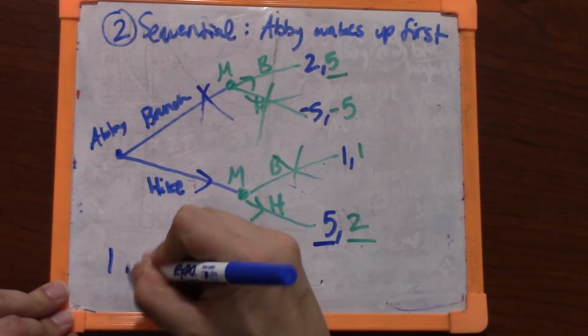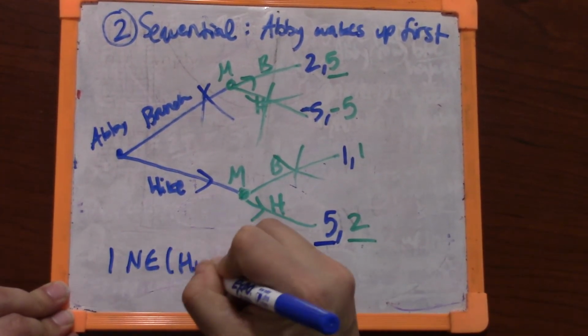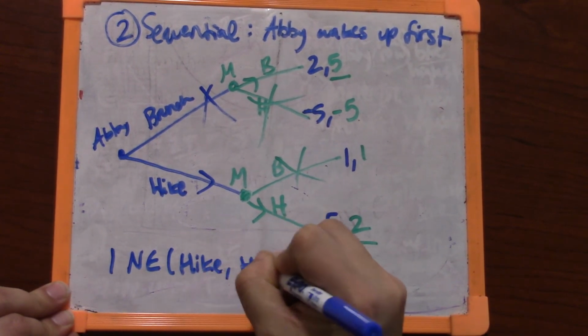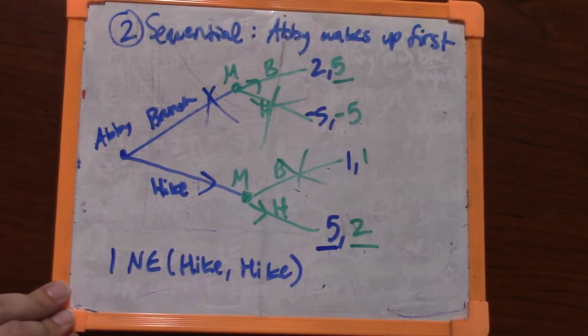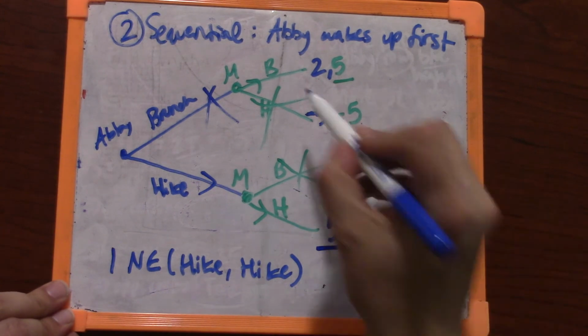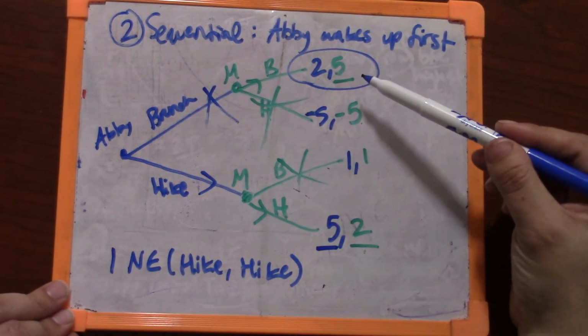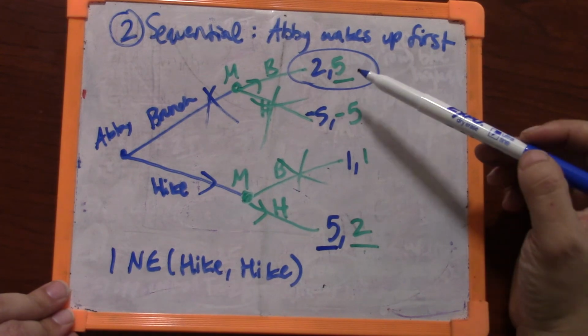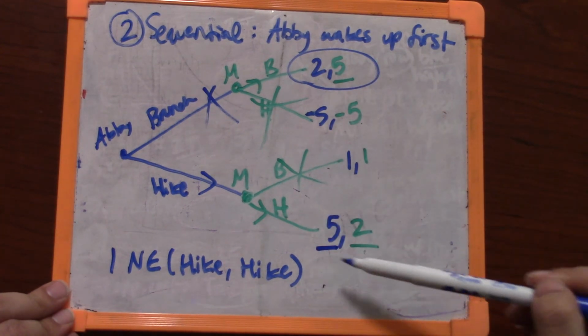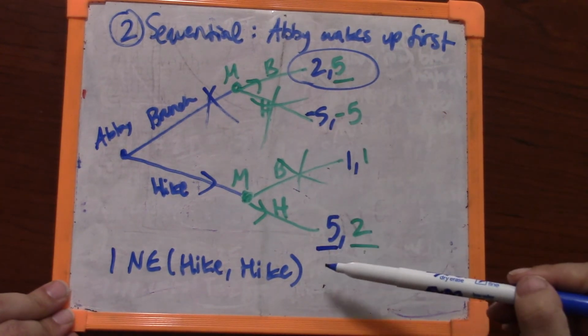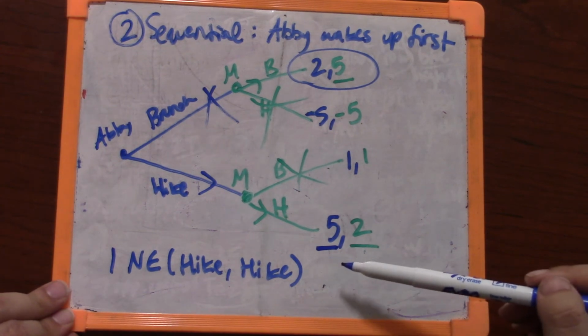So now there's only one Nash equilibrium, and that's hike, hike. Abby has a first mover advantage because she was able to eliminate this Nash equilibrium of brunch, brunch, which was less optimal for her, and move it so that there's only one potential outcome to the game, where she's getting to do what she wants with her friend.